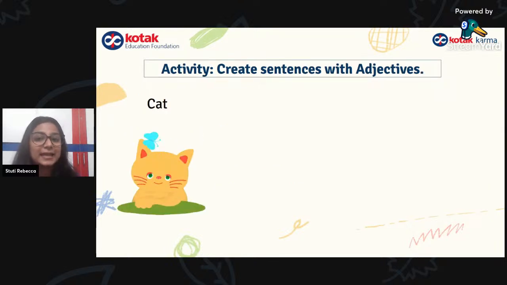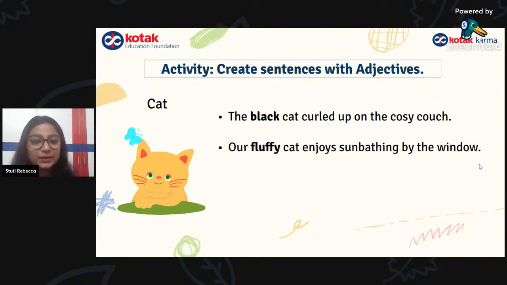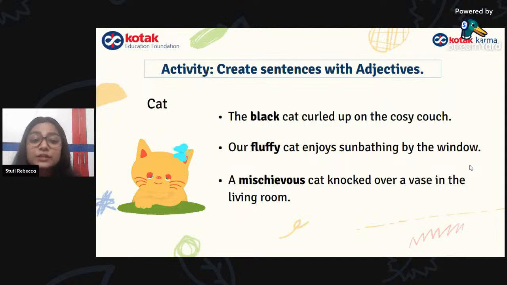The next is cat. So think of a sentence that would describe a cat using any describing word, okay? Come on, everyone. For example, the black cat curled up on the cozy couch. Let me read out your sentences. Absolutely right. Come on, keep on typing your sentences in the chat box. Very well. Our fluffy cat enjoys sunbathing by the window. Or a mischievous cat knocked over a vase in the living room.